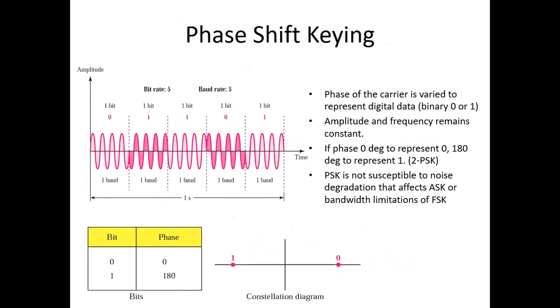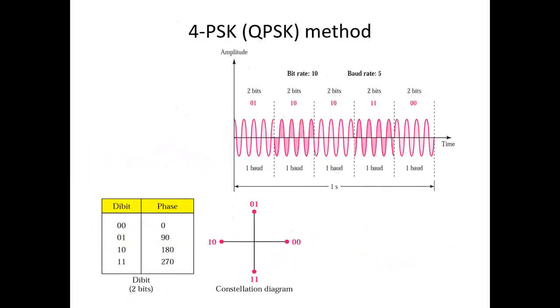In the case of PSK, your start phase will be different for different information. For 1 or 0, your start phase can be 0 degree or 180 degree. But in this case, you can also include multiple bits.